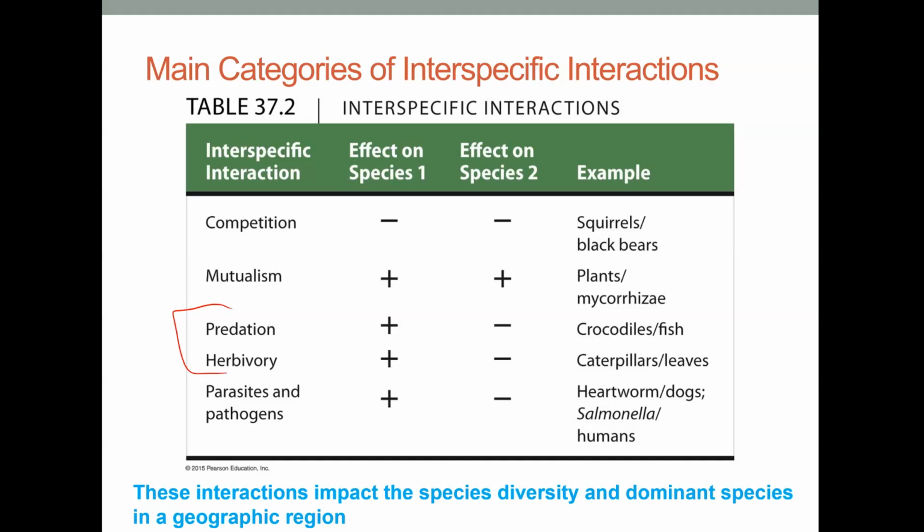When we're talking about a relationship, we're talking about two different organisms. So we have organism 1 and organism 2, and we can define this relationship based on what its outcome is for each organism. In the case of competition, for example, the effect on both of these organisms is negative. So there's a negative outcome in competition for both interacting parts. We're going to talk about each of these in detail here in the next several slides.